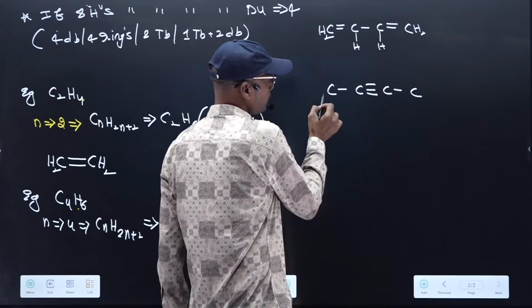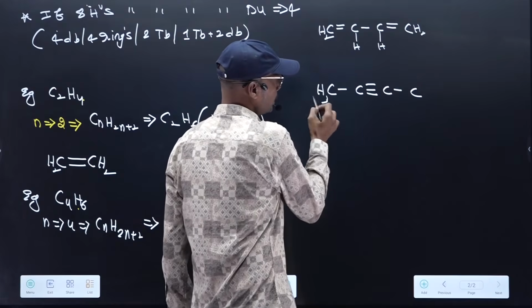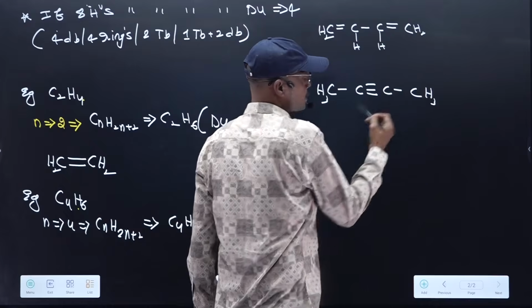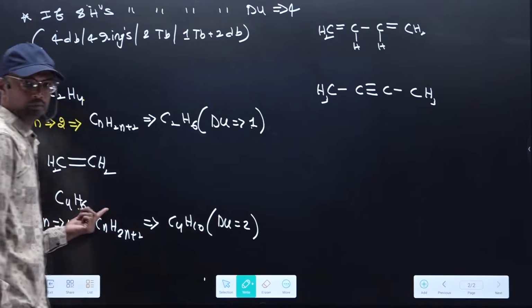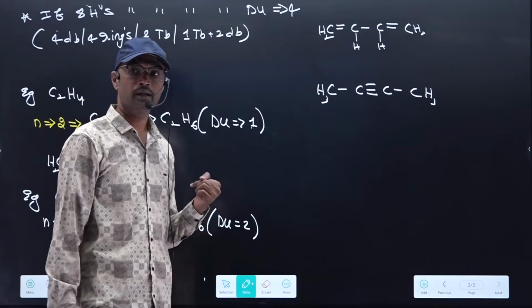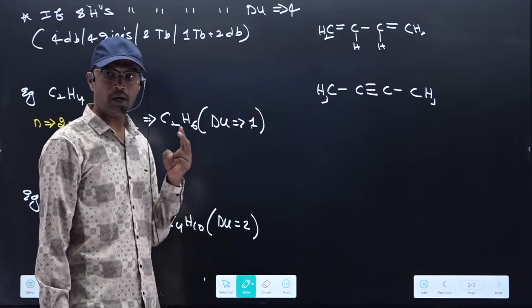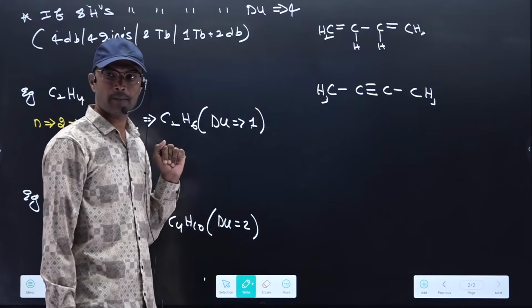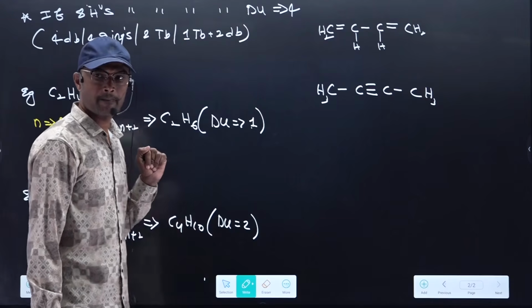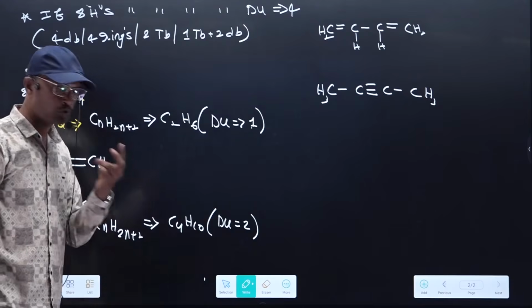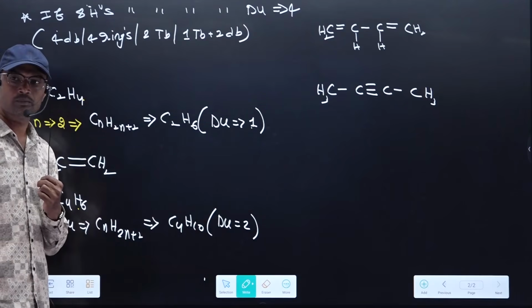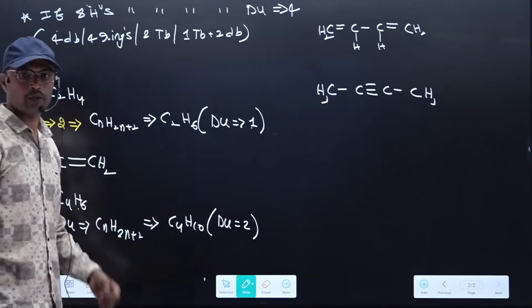Here how many hydrogens are required? 3. And here 3. Matching formula? C4H6. Anyone? Can you create one ring? One ring or one ring plus one double bond? See, degree of unsaturation 2 means can you create 2 rings? Can you create 2 rings or not?